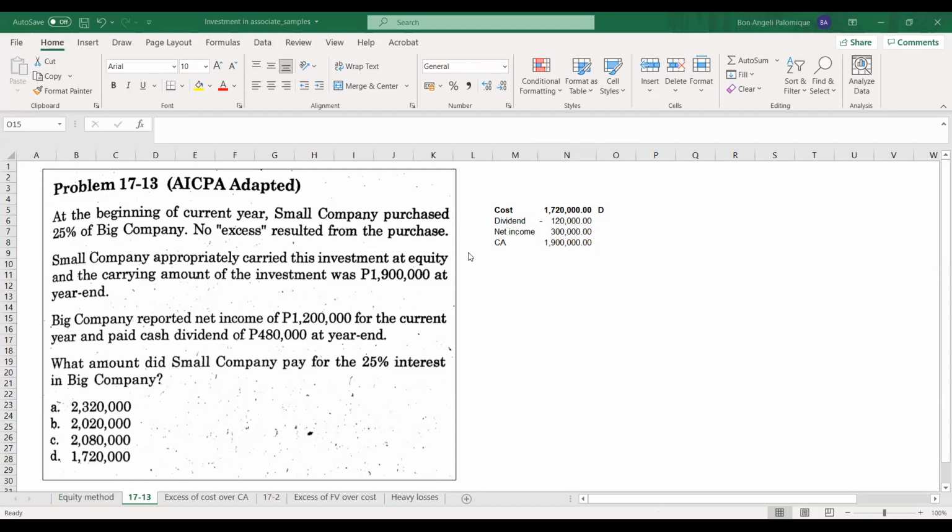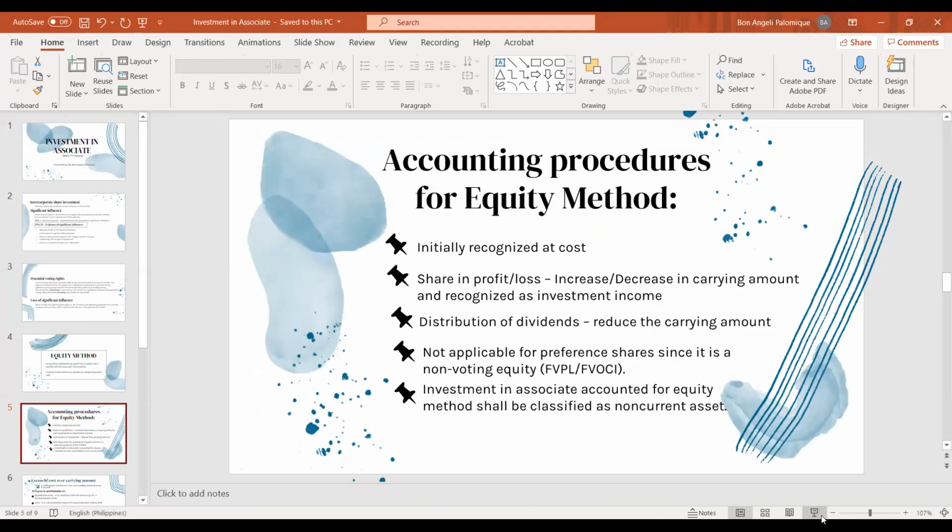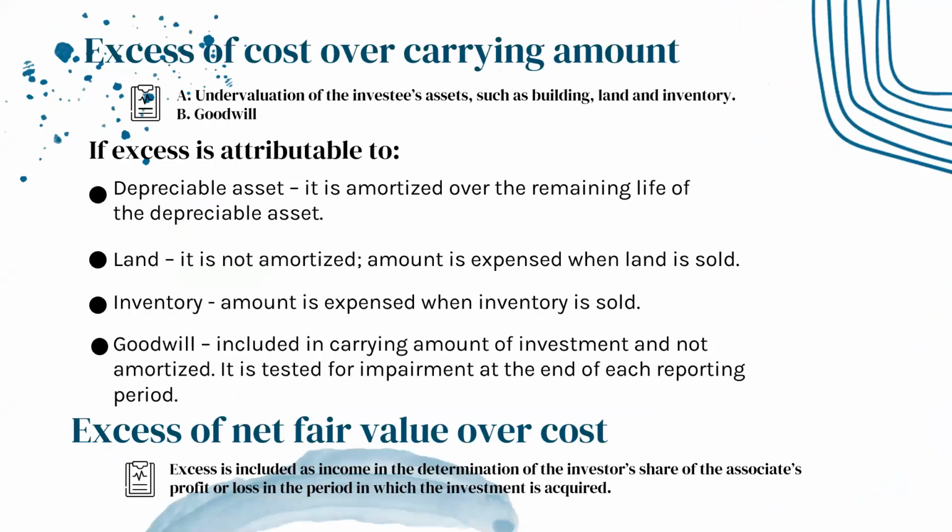Okay, so next, balikan natin yung ating discussion dito. So, bukod sa pagbili, meron din nangyari na nagkakaroon tayo ng excess. Kumbaga, yung binili natin is pwedeng hindi yun yung carrying amount nung pinag-i-investan natin. So, for example, binili natin ng 5 million yung 20%. Ang kaso, yung 20% nung carrying amount ng investee is 4 million lang. So, meron tayong excess. So, meron tayong lumalabas na mas malaki pa yung binili natin over the carrying amount ng binibili natin. So, meron tayong two ways to record the excess of cost.